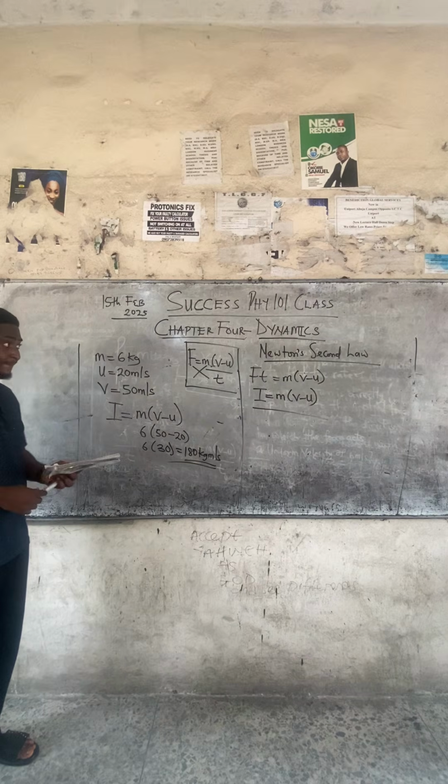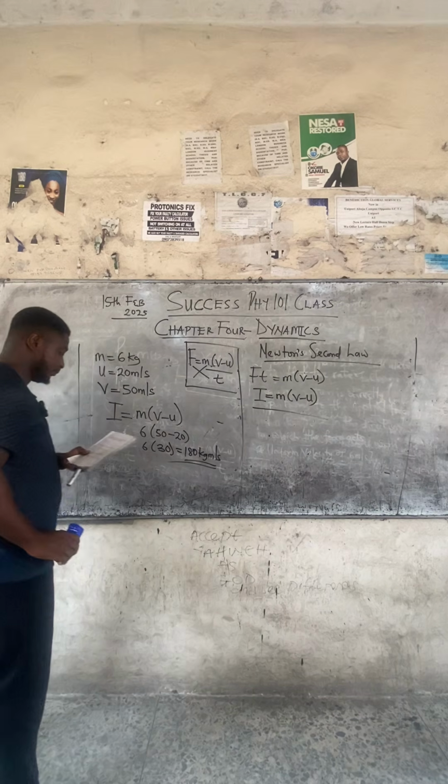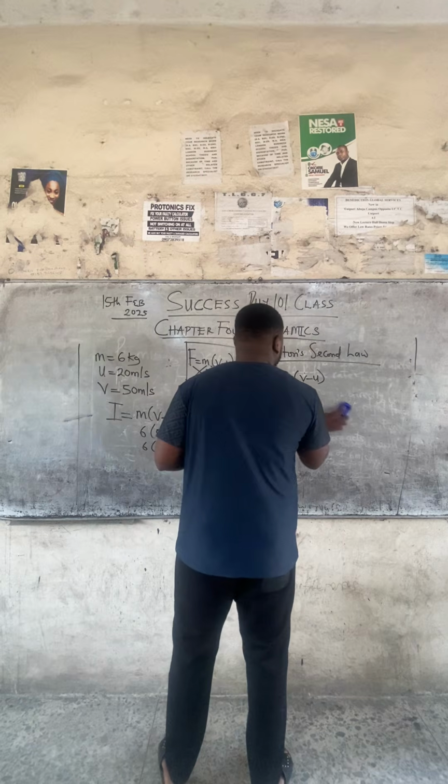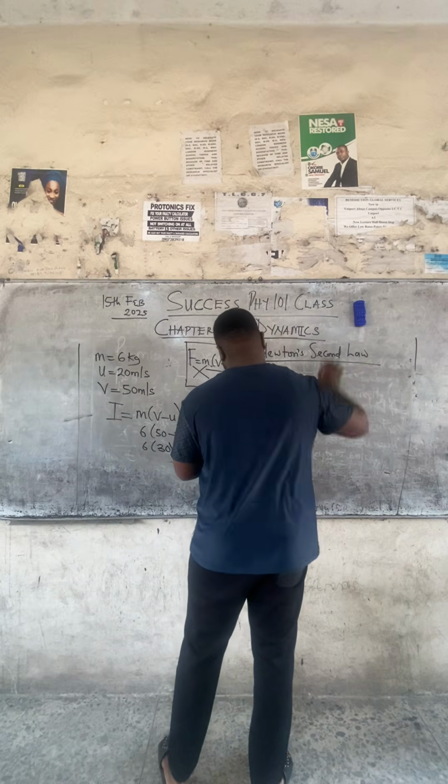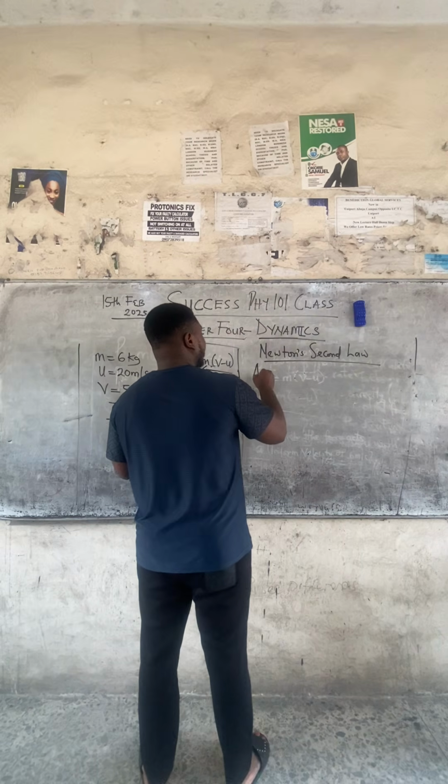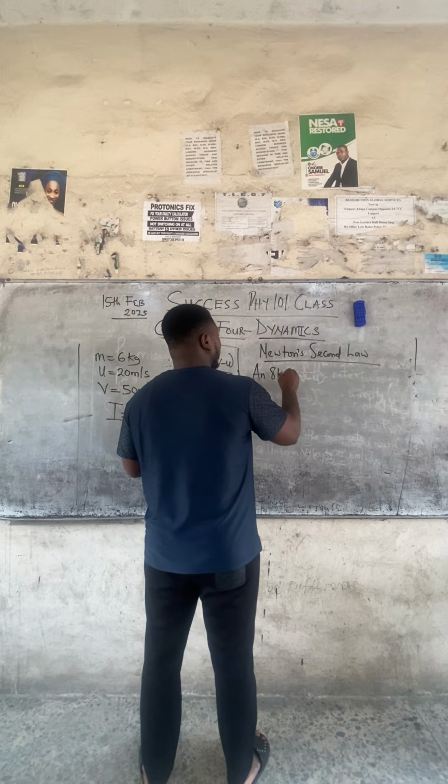Class, moving forward, another question. An 8 kg block is at rest at t equals 0.